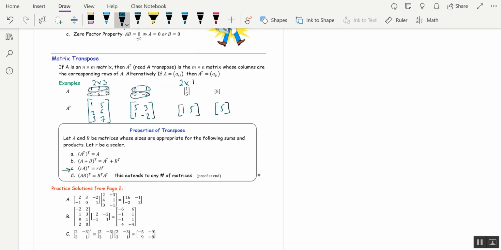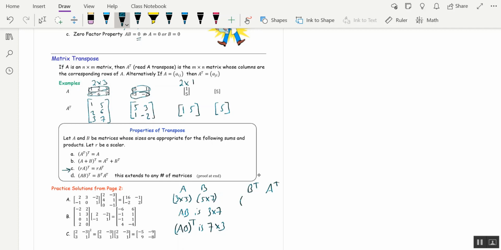The interesting one is property D. AB transpose is B transpose A transpose. Notice that the order flips, and that's important. So, for example, if A is 3 by 5 and B is 5 by 7, then AB is 3 by 7. So AB transpose must be a 7 by 3 matrix. All right, well, let's look at B transpose A transpose.